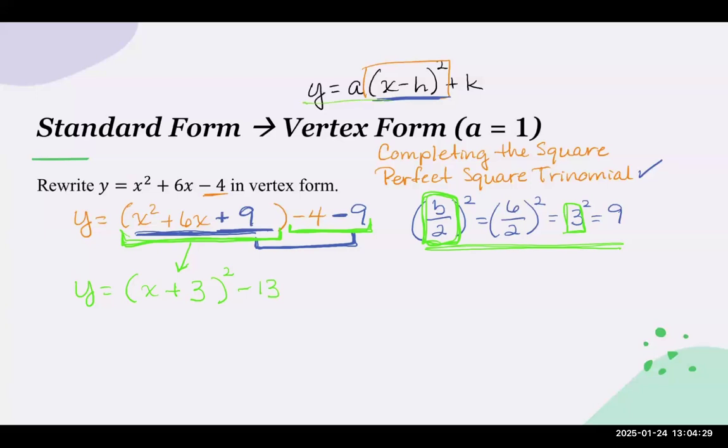So you can see we match this form. Technically, our a value is 1. Then we've got something being added or subtracted. So technically, h is equal to a negative 3 because it's minus the negative. And then our k value would be a negative 13. So we have matched this vertex form that we were going for. Okay, so again, our final answer is y equals x plus 3 quantity squared minus 13 in vertex form.